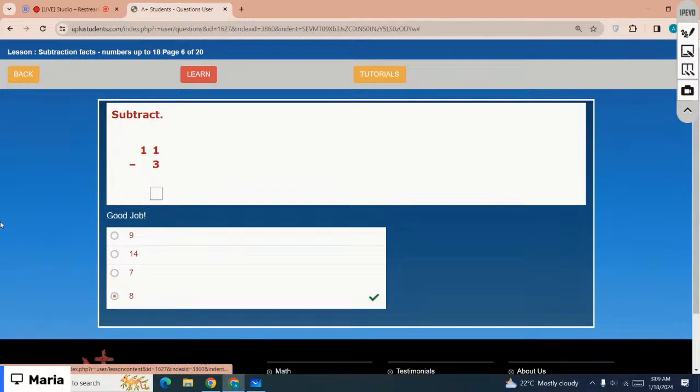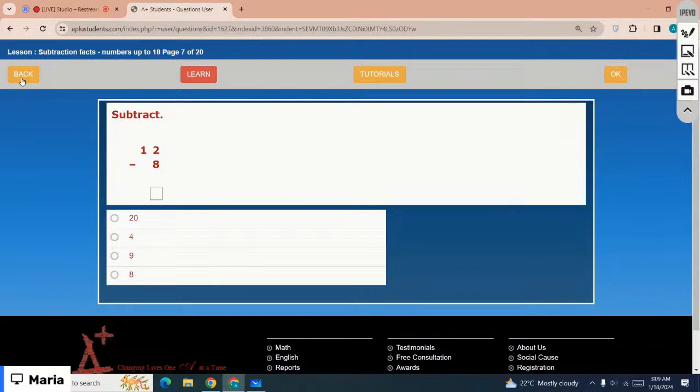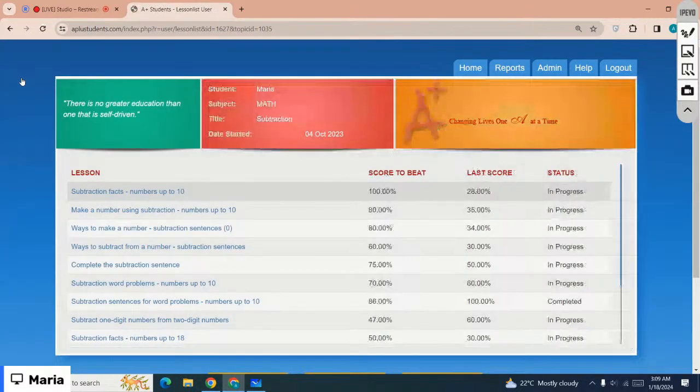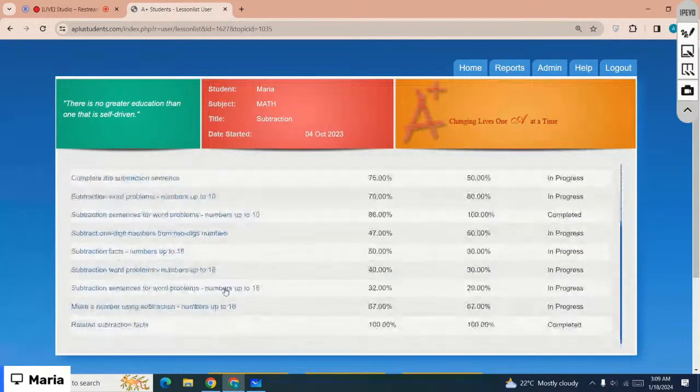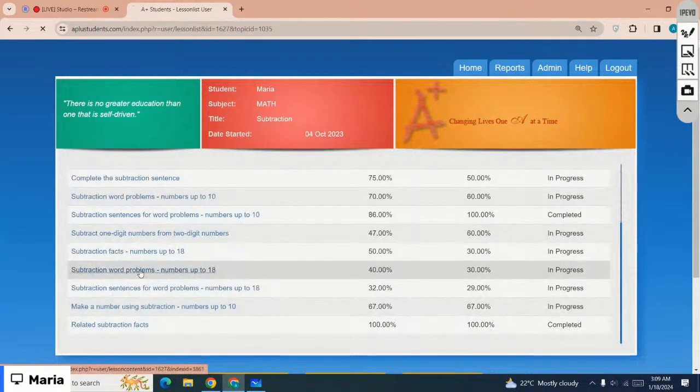Okay, you can complete the lesson by yourself later today. Let me move on to the next lesson. Basically that is a quick review of this chapter. I've already done this lesson 2 or 3 times earlier. If you need help with the lesson, you can search the channel, find the lesson and go through it. So the next lesson is subtraction word problems numbers up to 18.